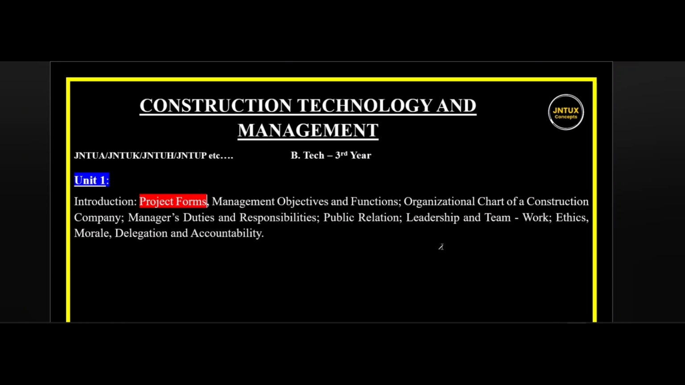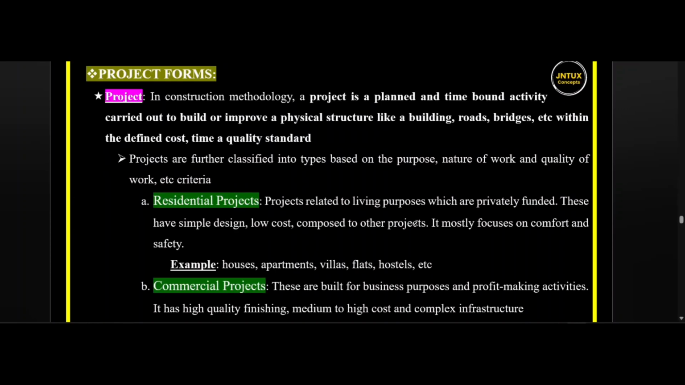Today's topic is project forms. So before directly getting into project forms, what is meant by a project in the subject of construction technology and management? In construction technology or methodology, a project is a planned and time-bound activity carried out to build or improve a physical structure like a building, road, bridges, etc. within a defined cost, time, and quality standard.